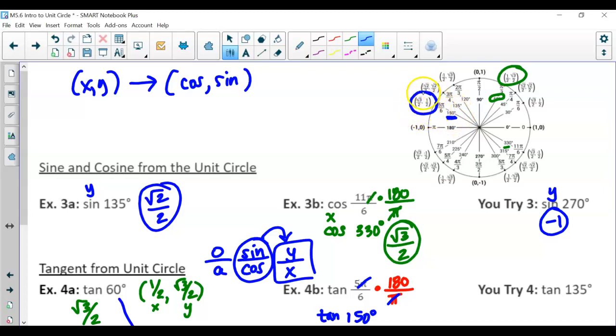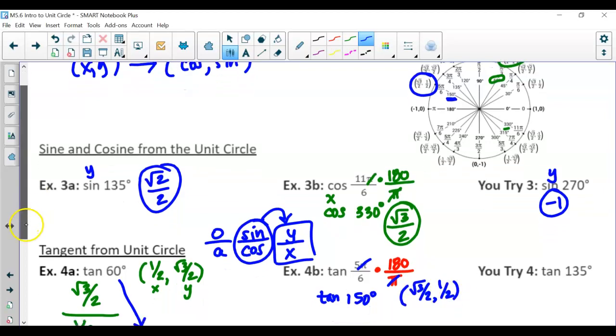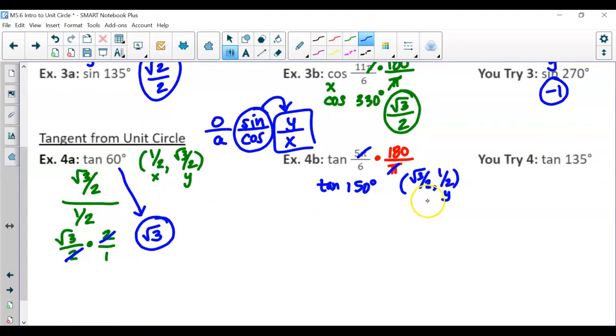So we're going to use our coordinate here. So we've got radical 3 over 2, 1/2. So again, tangent is y divided by x. So we've got 1/2 divided by radical 3 over 2, or we're going to keep, and we've got 1/2 times the reciprocal, 2 over radical 3. So again, notice how the 2's cancel out, 2 divided by 2, and now we've got 1 over radical 3.